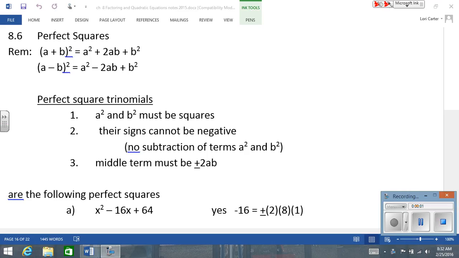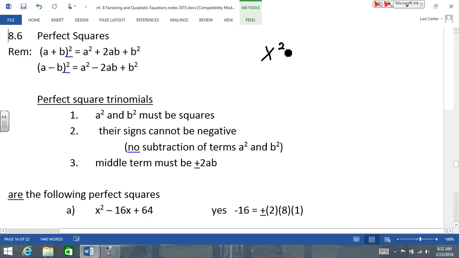Three different types of trinomials. Okay, the first one is, let's say I give you x squared, give me a number. Minus 40. So if I give you minus 40 at the end, and we're going to give you 11.